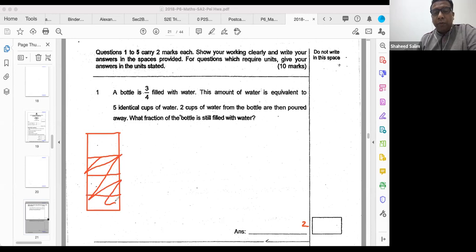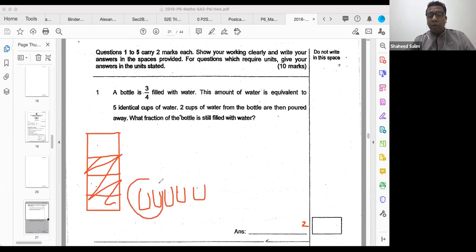This 3/4 of water can fill up exactly 5 cups. Now they take some of the water and pour it out. The water that's left can only fill up 3 cups. But they're asking you, in fraction, how much water is left? It must go down from 3/4 to something. What is it?